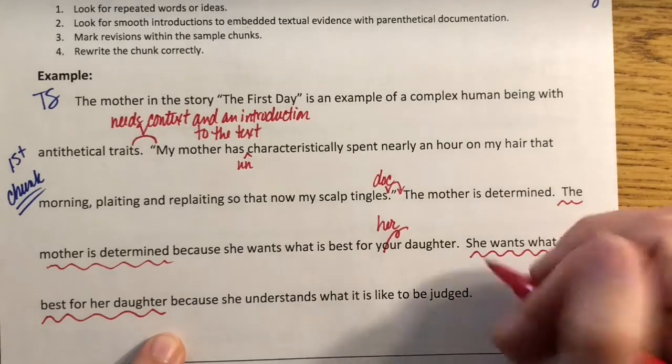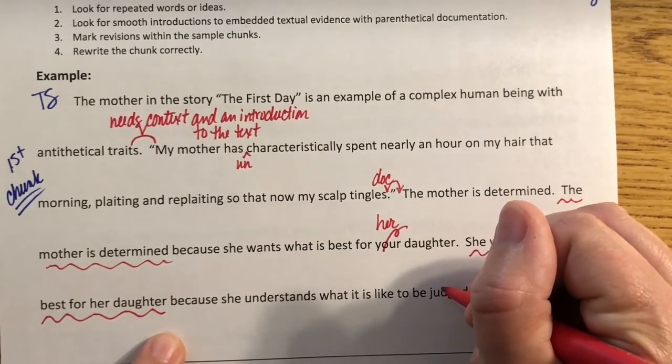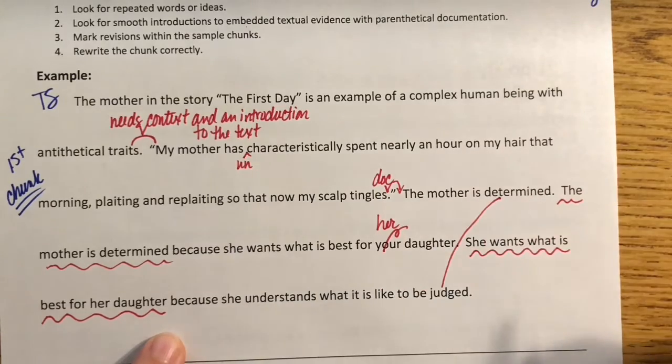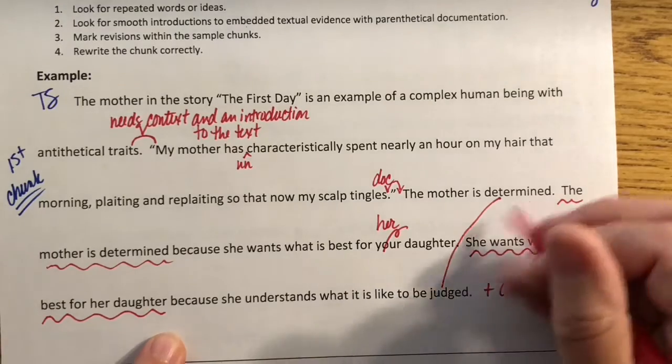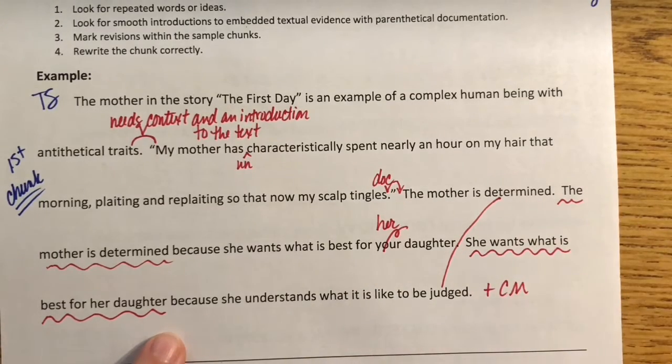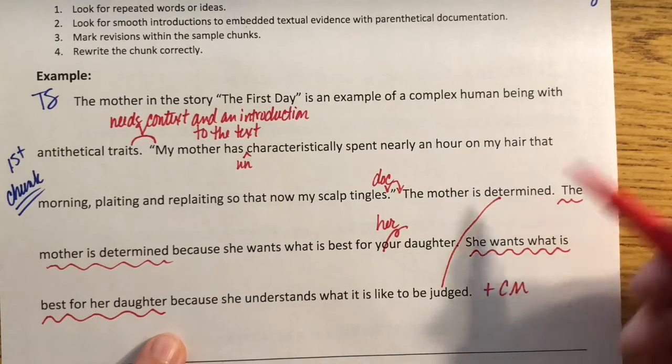And so, I also think I need to connect what judged has to do with determined. So I need to add another CM here, which really connects, like, why is the mom so worried about being judged? What does that even have to do with being determined? Why does that make her even more determined?